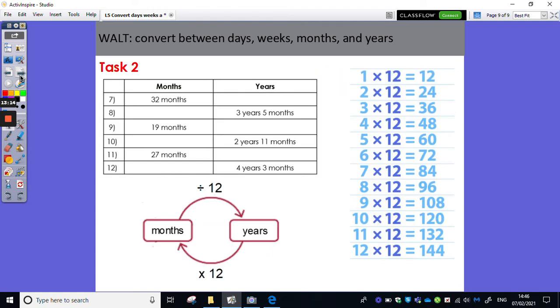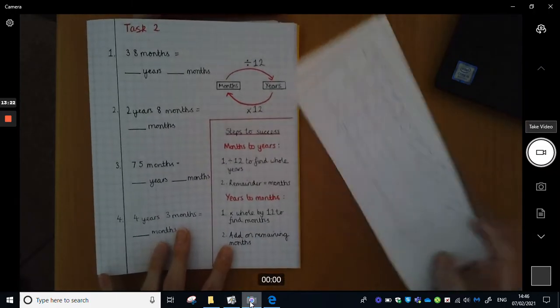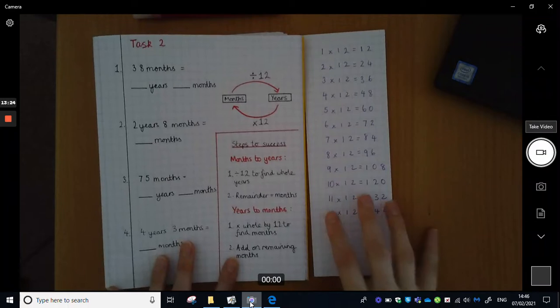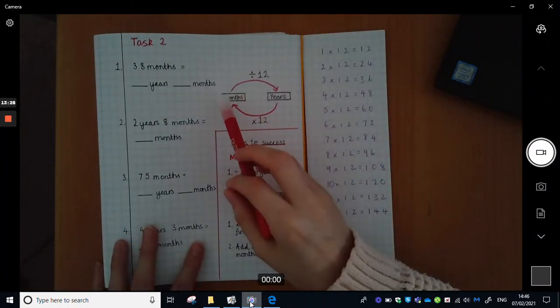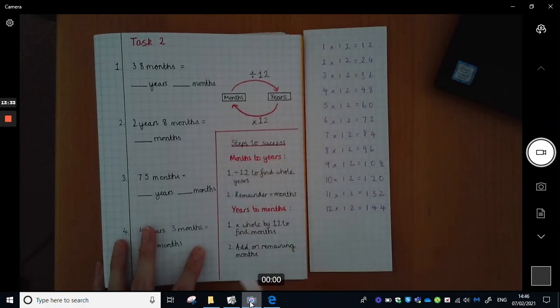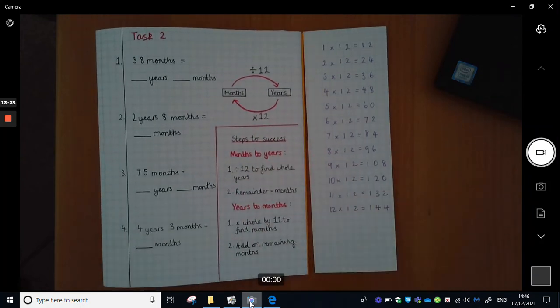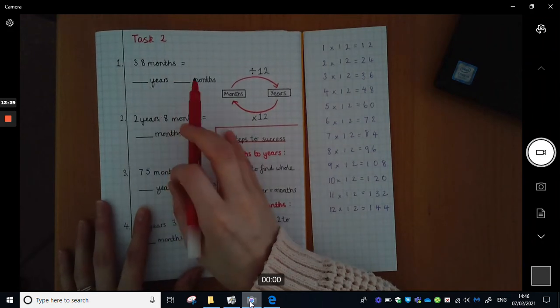Right, we're going to have a look now at task 2 then, which is converting between months and years, as again I'm going to model that for you. So let's have a look. So I have my 12 times tables this time to help me, and again my steps to success. So this time I'm going to be from months to years dividing by 12, and from years to months timesing by 12. So the first one I'm going to convert is 38 months into years and months.